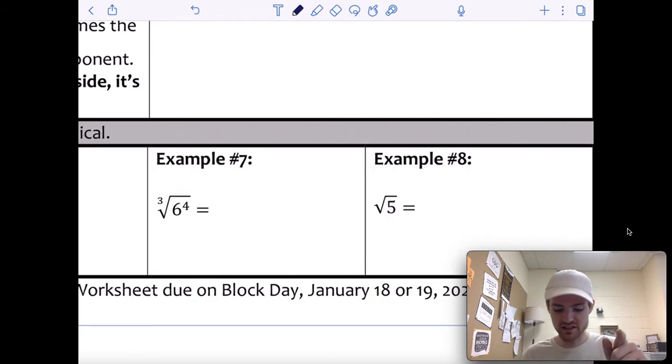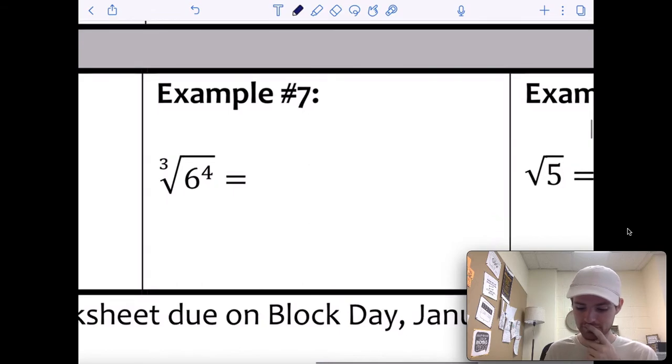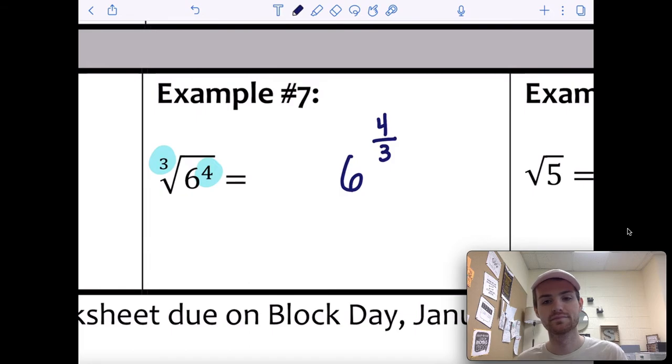Okay, hopefully you paused and you're ready to learn or check your answers. Here I keep the same base. This 4 goes in the numerator, and the 3 goes in the denominator of our rational exponent. If you did that, brilliant.